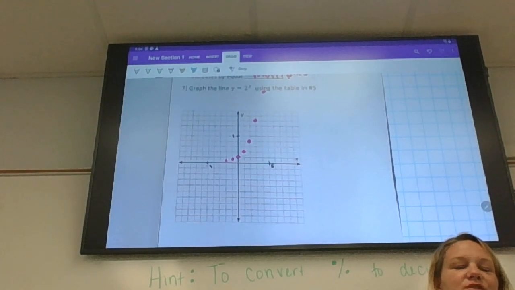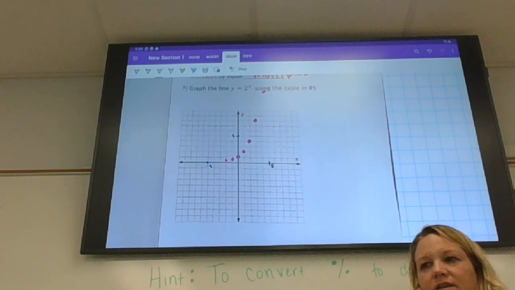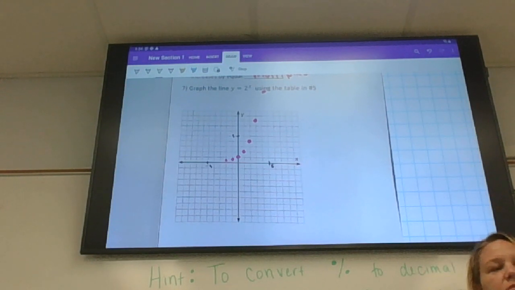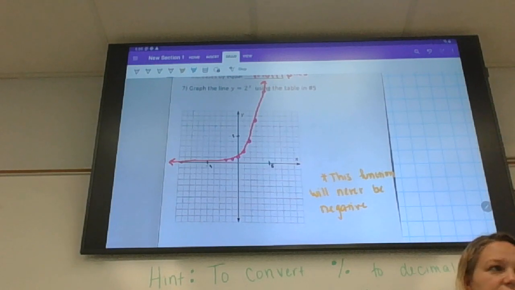So watch when I connect this, it's actually really important. The thing is that negative exponents will never make this a negative equation. This particular function will never be negative. So the line gets really, really close to the x-axis, but it doesn't cross it. It curves up, and then it goes up forever, really high. But over here, it flattens out. It never crosses negative.